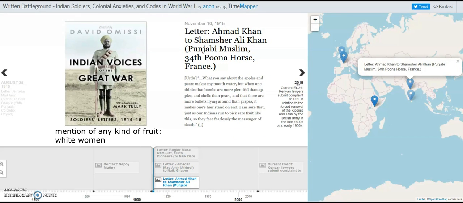Okay, so the last letter we will be looking at was written by Ahmad Khan to Shamsher Ali Khan, a Punjabi Muslim from the 34th Poona Horse, on November 10, 1915. We have little information on Ahmad Khan, though it is likely that he might be related to Shamsher Ali Khan. We also must be careful when analyzing the following letter, as it is in Ahmad Khan's telling of what Shamsher Ali Khan had written in a previous letter, and therefore he may not have recounted what the original letter said with perfect accuracy.